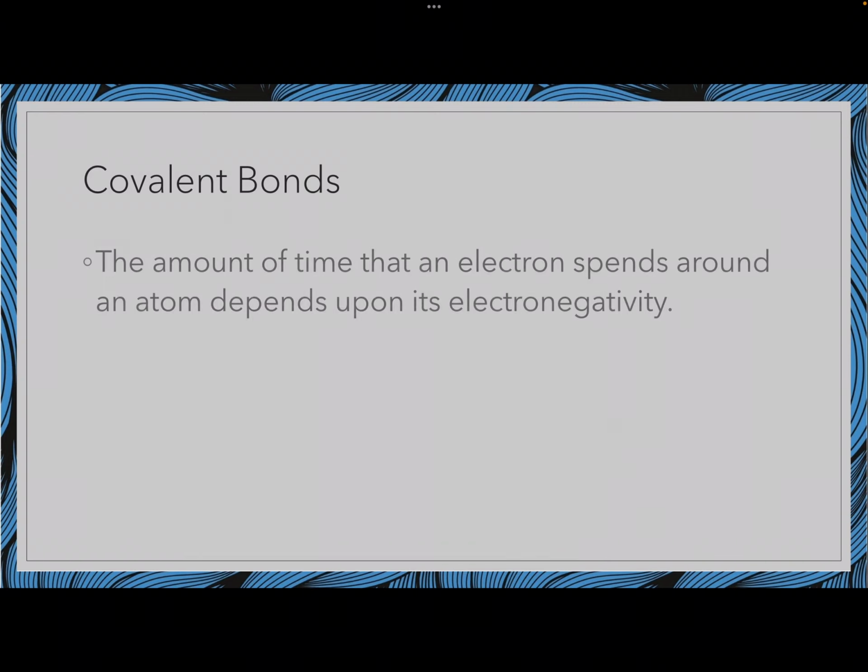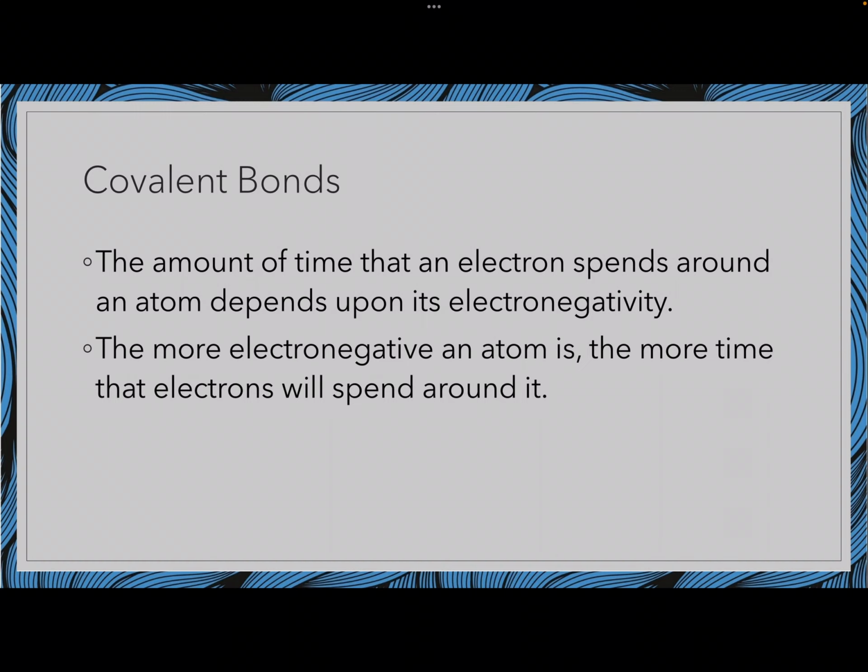Now, the amount of time that an electron spends around an atom depends upon its electronegativity. The more electronegative an atom is, the more the electrons will spend around it. So for example, if we had something like chlorine bonded to a carbon, chlorine's much more electronegative. So we'd get the electrons staying around here, going back for a bit, but then spending more time around the chlorine than the carbon. Okay.